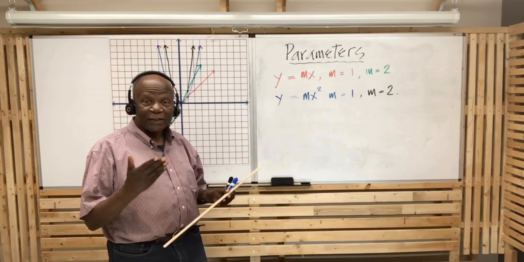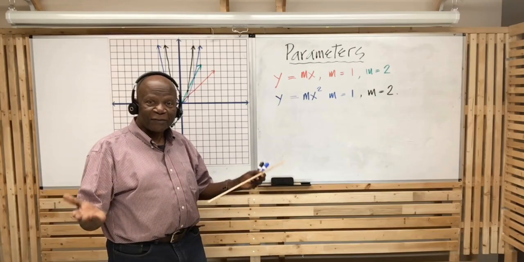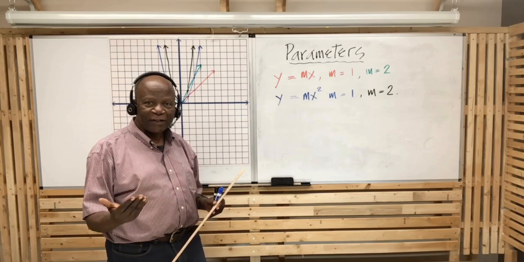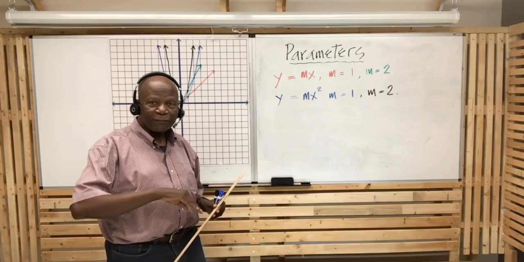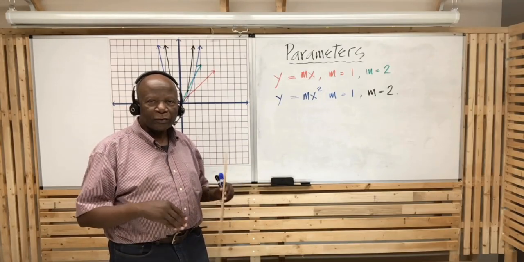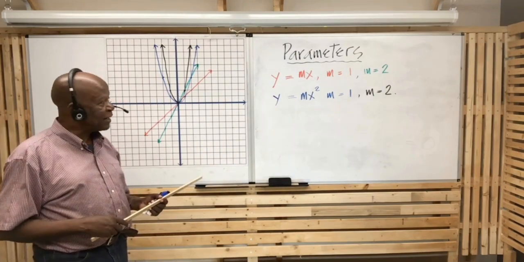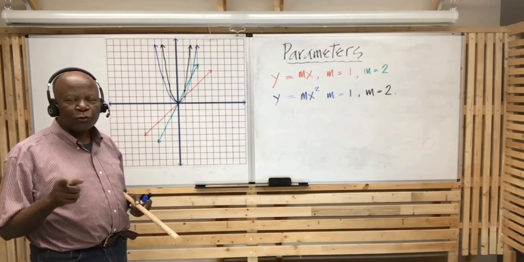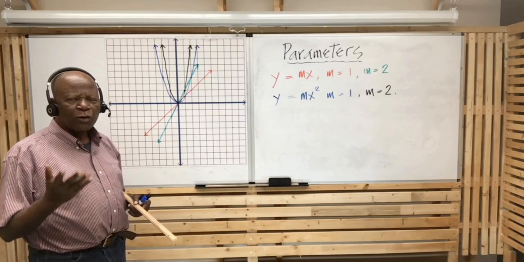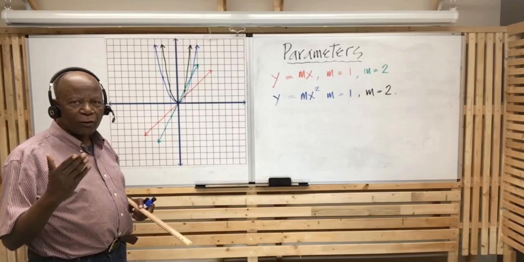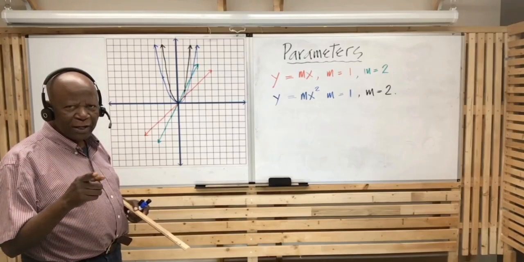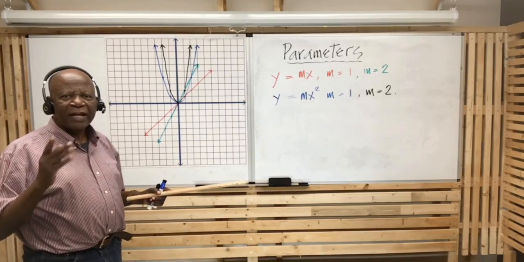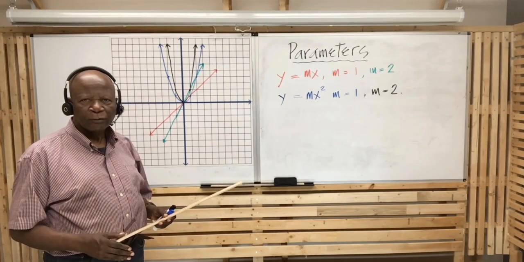If m is less than 1, the graph is wide. If m is less than 0, that is negative, the graph will flip and open downwards. So you see the effect of the parameter on the graph. So the parameter also, I think I mentioned it in the explanation, determines the end behavior of the graph.